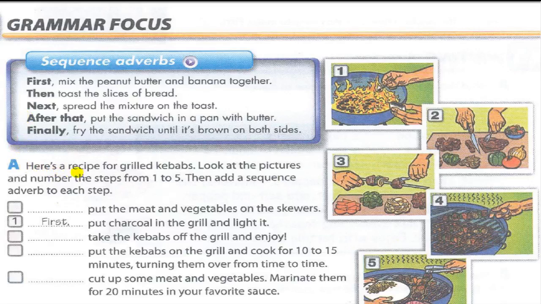A. Here is a recipe for grilled kebabs. Look at the pictures and number the steps from 1 to 5. Then add a sequence adverb to each step. So in this exercise, there are 5 pictures.